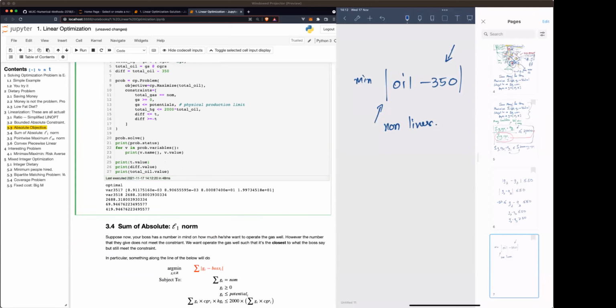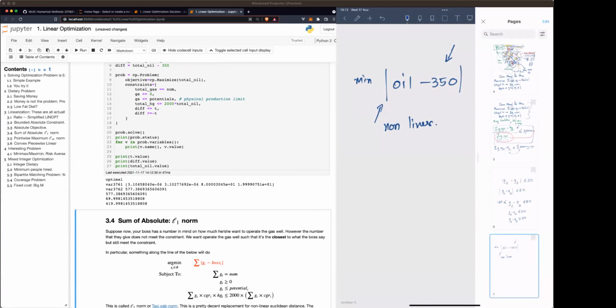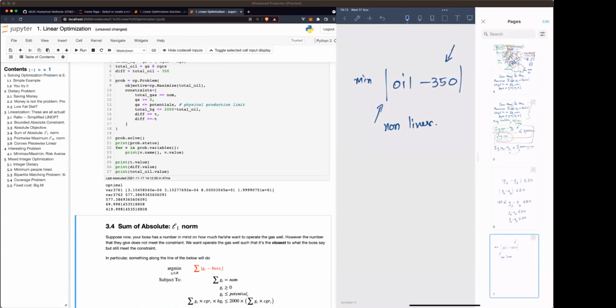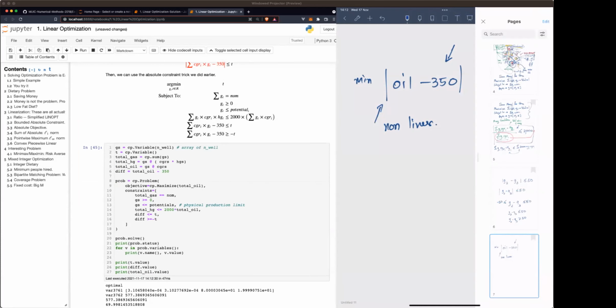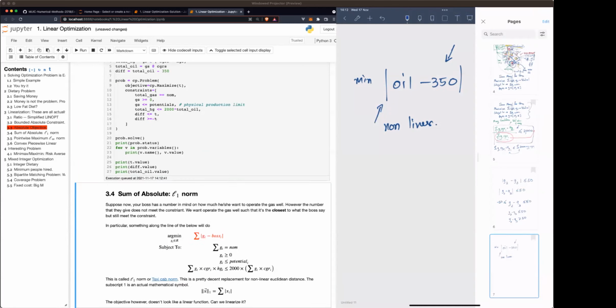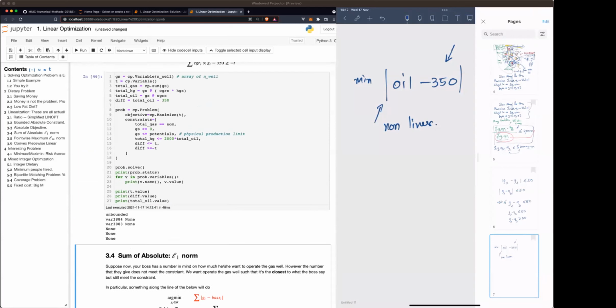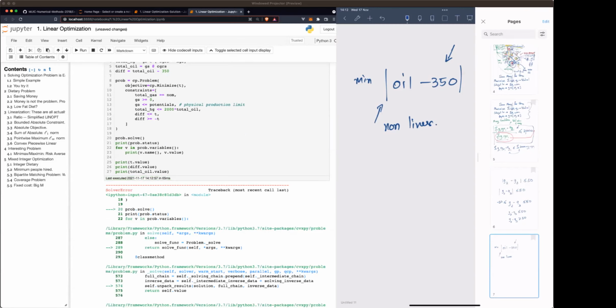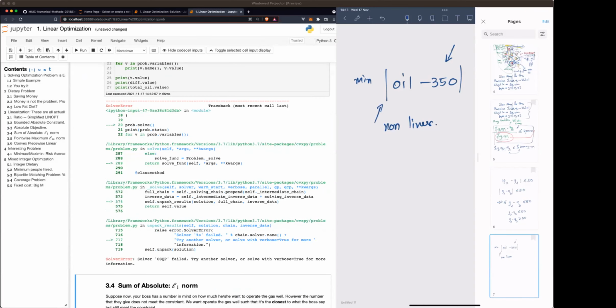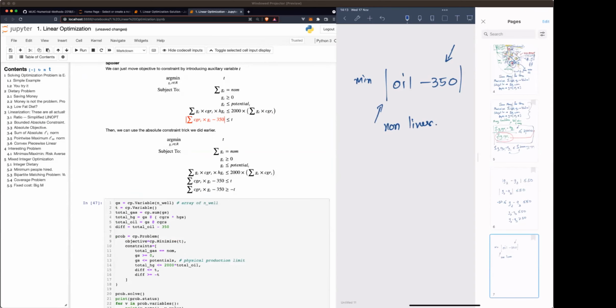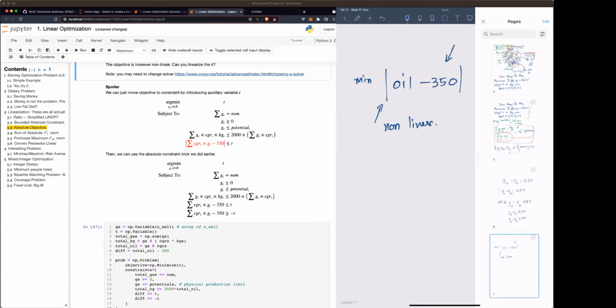Why don't I keep using? Oh, because I forgot to minimize t. That's what happens. Unbounded. What? Why is it unbounded? Oh, I want to minimize t, not maximize t. Oh, error. And that's what I put in the warning, that you may need to change them.